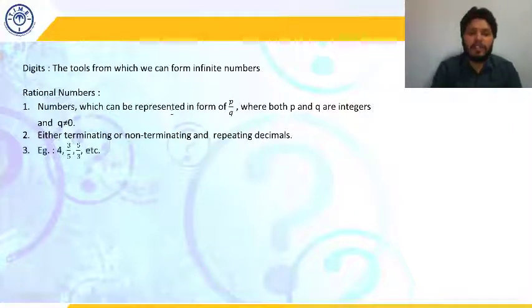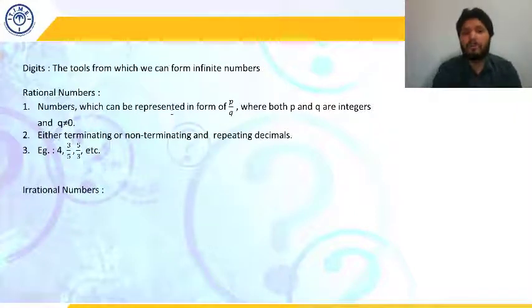Next is irrational numbers. Examples of rational numbers are 4, 3 by 5, 5 by 3, and so on. 4 is also a rational number, because it is 4 upon 1. Q here is 1, so q can be equal to 1. q not equal to 0 is the only condition. So all the integers are also rational numbers.